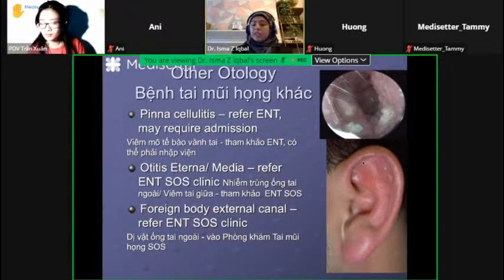If it's just the pinna, the cartilaginous bit that's affected, that is called perichondritis. So you won't have any swelling or redness of the ear lobe. You'll just have inflammation where there's cartilage. So that is called perichondritis, and it's inflammation of the cartilage. So it's slightly different.